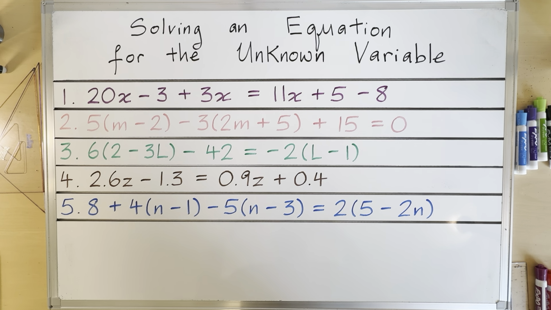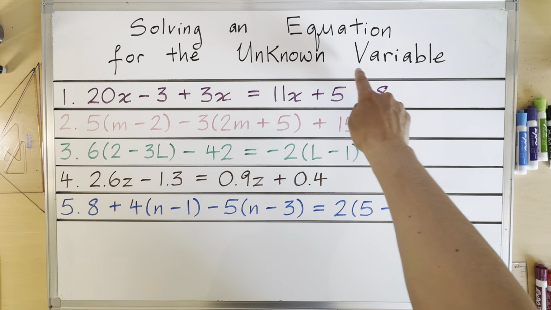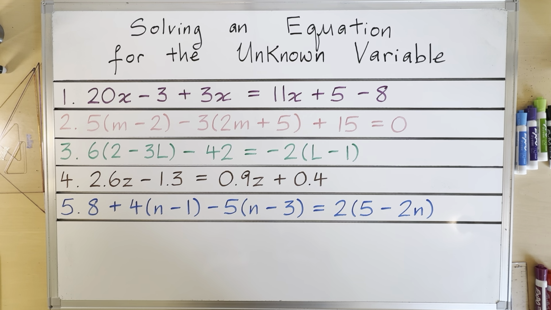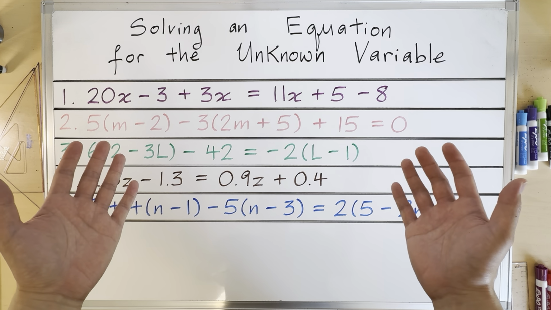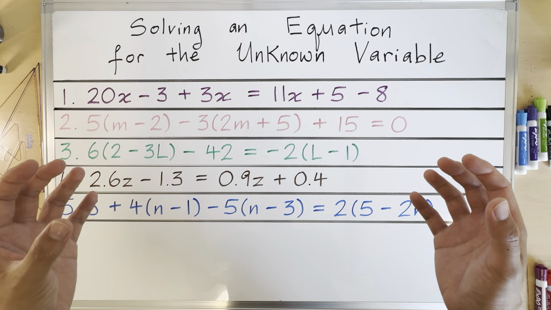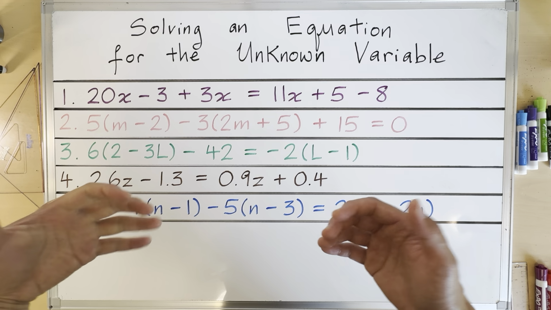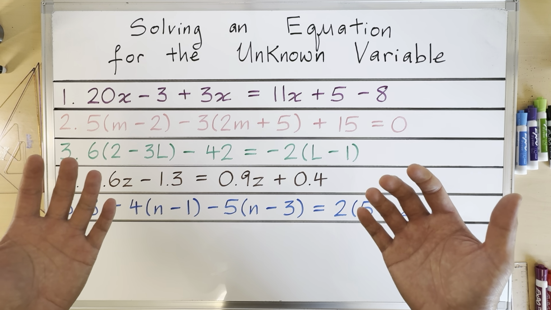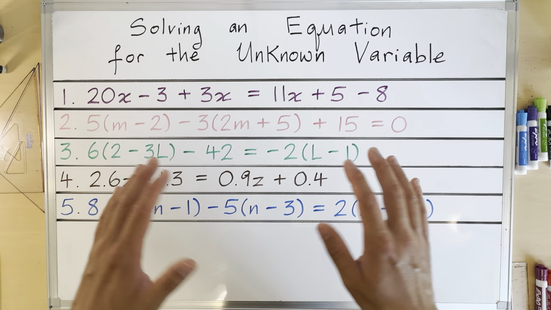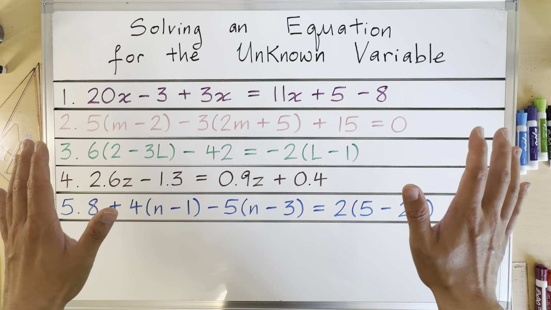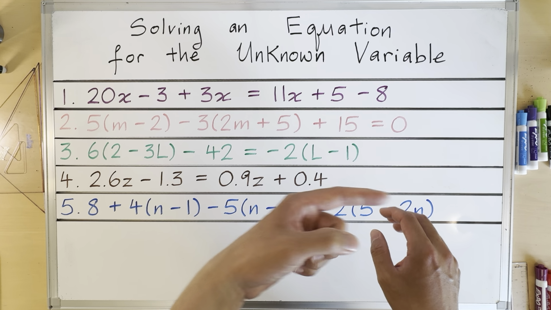Today, we will be talking about how to solve an equation for the unknown variable. Now, when solving an equation for the unknown variable, what we want to do is isolate all terms with the unknown variable to one side of the equation, generally the left side of the equal sign, and all terms with numbers only, without any letter variables, to the right side of the equal sign.